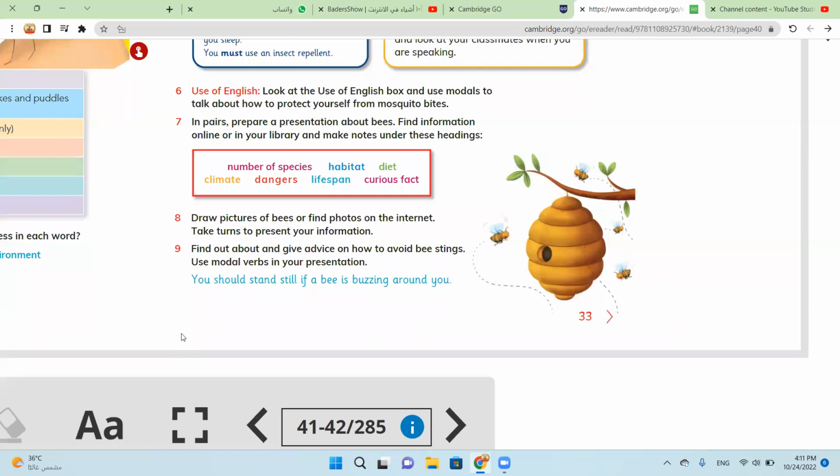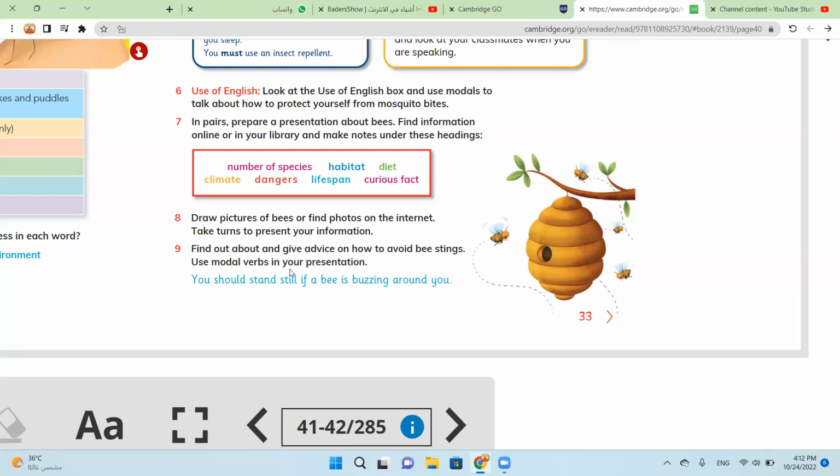Draw pictures of bees or find photos on the internet. Take turns to present your information. So this is a drawing activity. You can draw bees. You can draw pictures of bees and also find photos on the internet and display those pictures inside the class. Activity 9. Find out about and give advice on how to avoid bee stings.